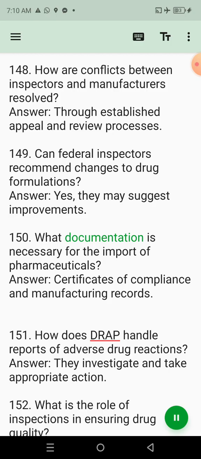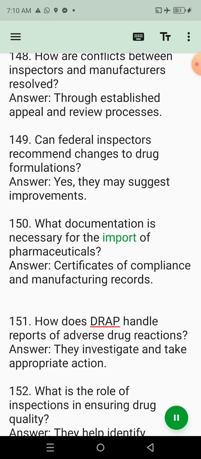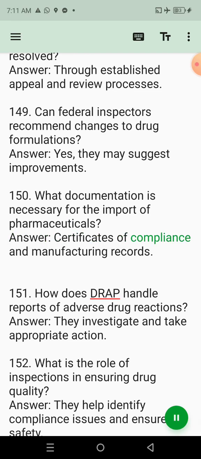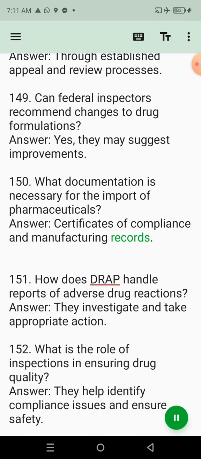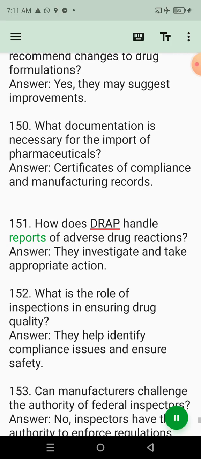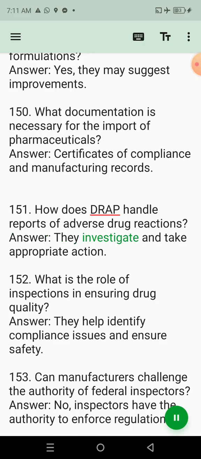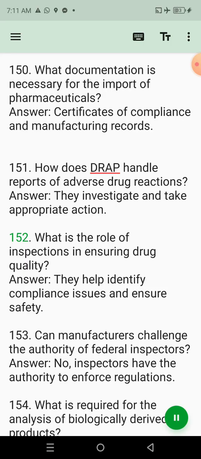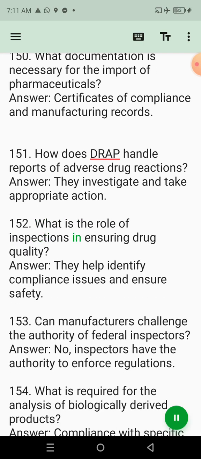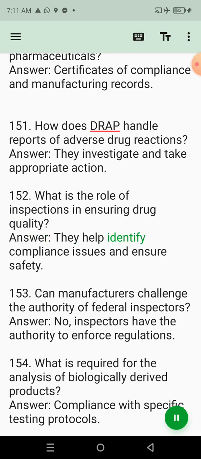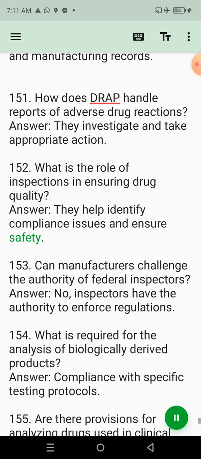150. What documentation is necessary for the import of pharmaceuticals? Answer: certificates of compliance and manufacturing records. 151. How does DRAP handle reports of adverse drug reactions? Answer: they investigate and take appropriate action. 152. What is the role of inspections in ensuring drug quality? Answer: they help identify compliance issues and ensure safety.